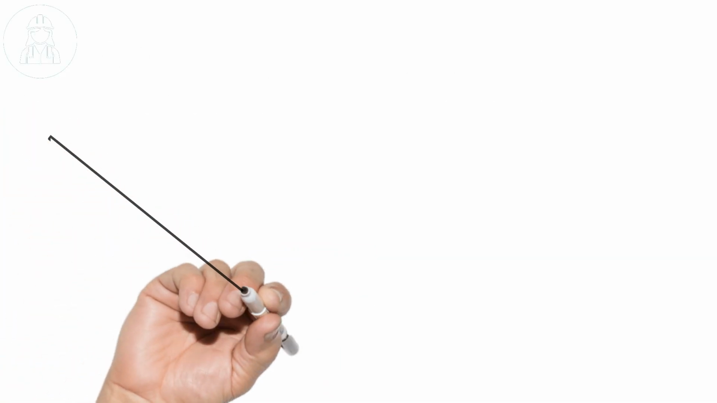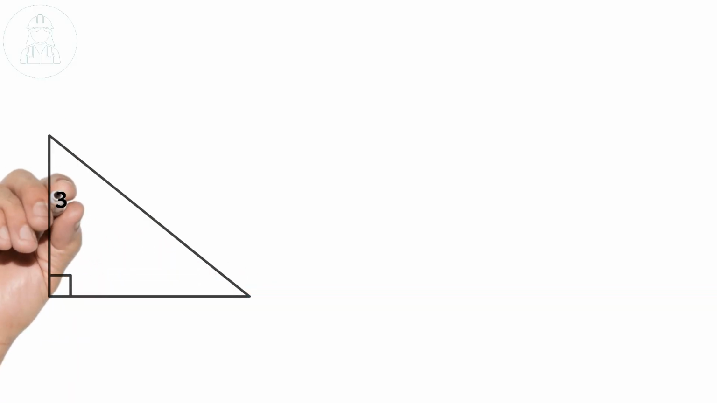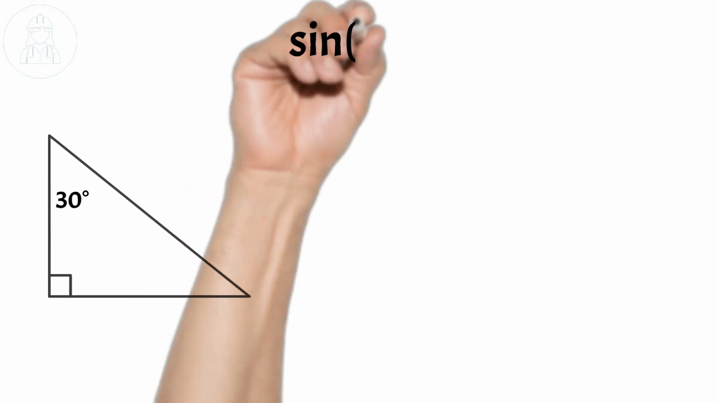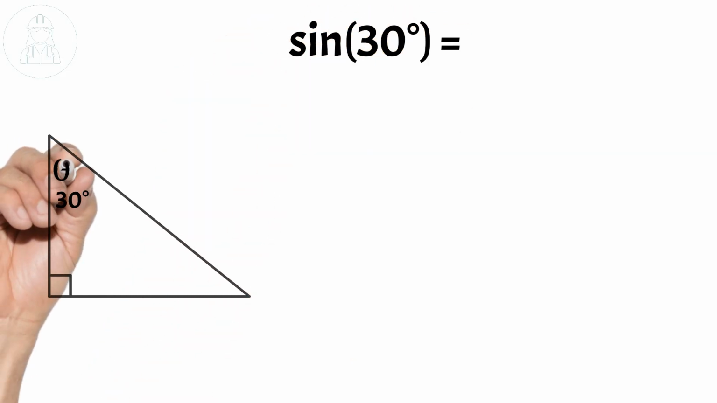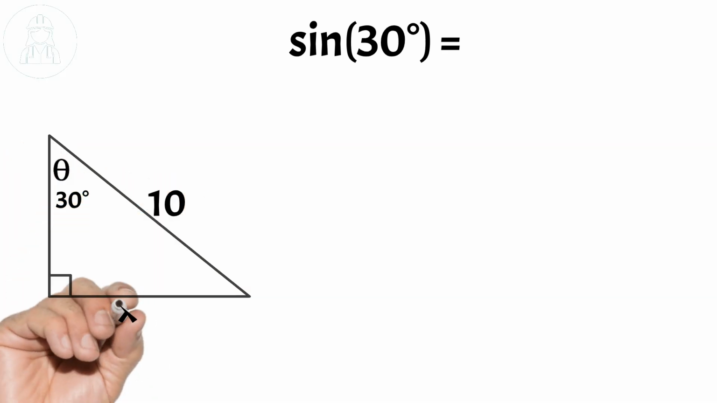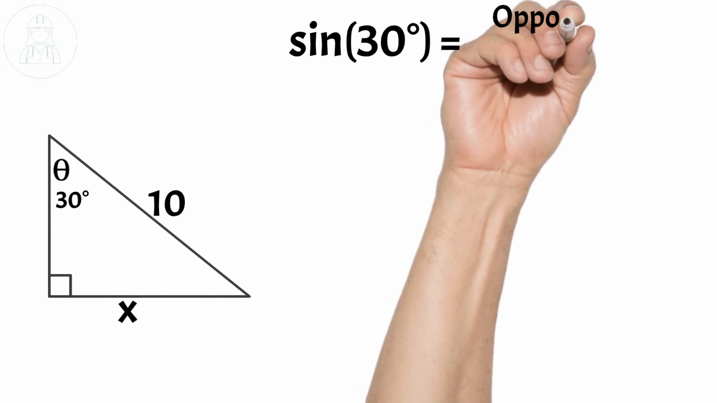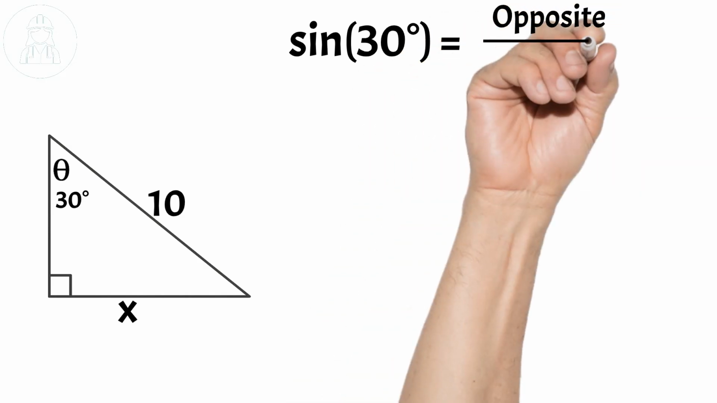So let's see these in action. You're given an angle of 30 degrees. You're told the hypotenuse is 10, and the goal is to find the opposite side. Which one of our trig functions contains opposite and hypotenuse? The sine function, SOH. This is the function we will work with.